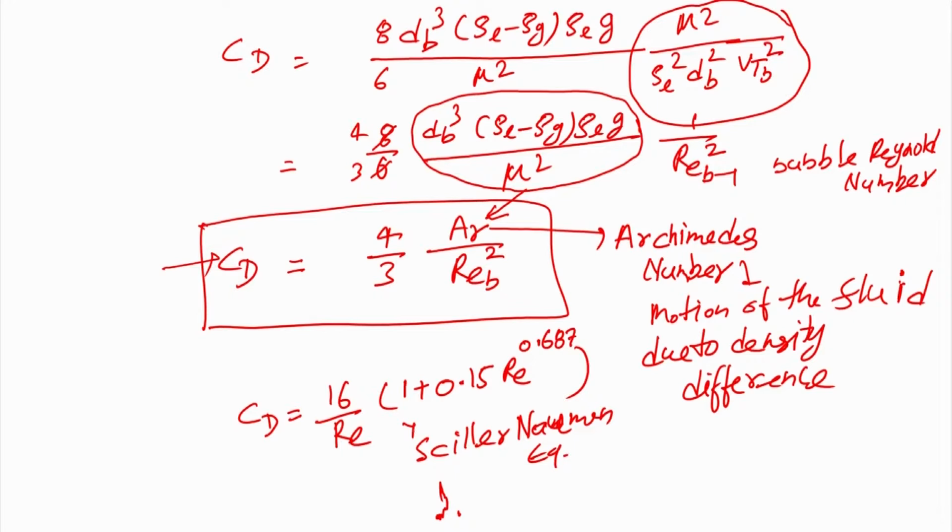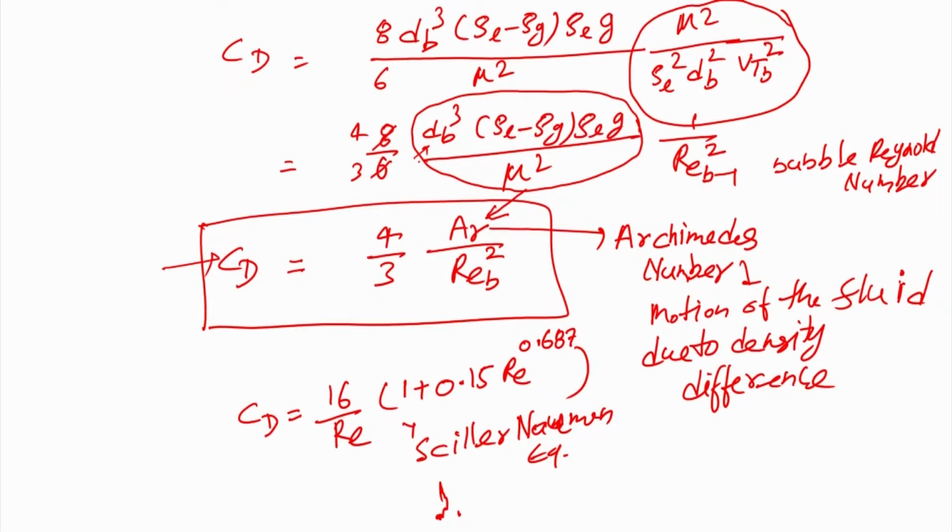Now, if you have the CD, you can find the bubble velocity. It will also be a function of Reynolds number. If you know the bubble diameter, the system viscosity, the density of the liquid, and the density of the gas, and if you can calculate what the dB will be, then the Archimedes number can be calculated. Now, the bubble diameter will be fixed.